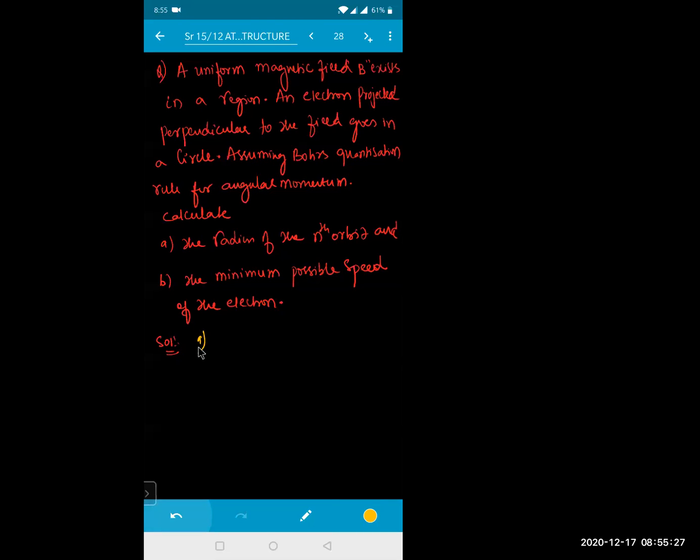Part A: to move in a circle, centripetal force is being provided by what? Magnetic force. So mv square by r will be equal to force. Force is nothing but B into q into v. So from this I can get the velocity: v is equal to B into e into r over m. This is your velocity.